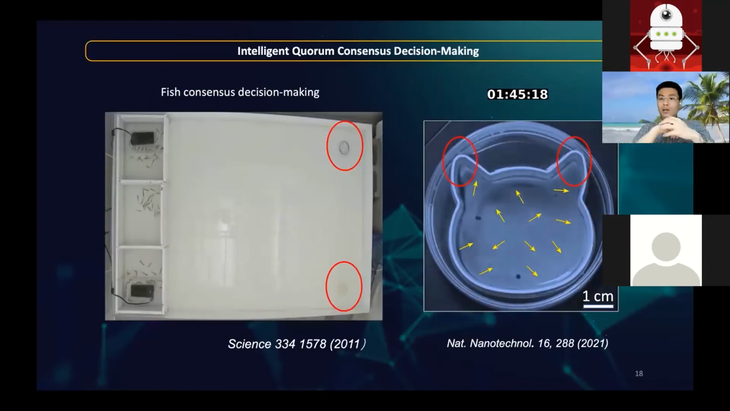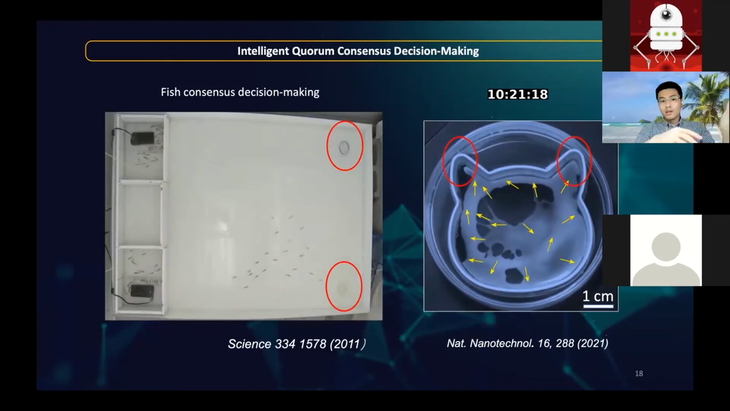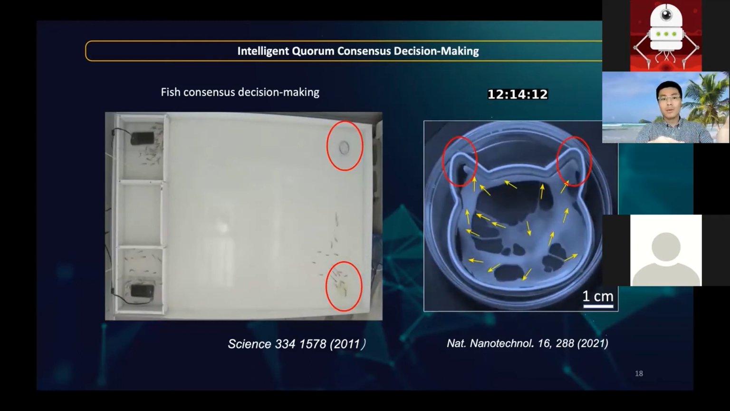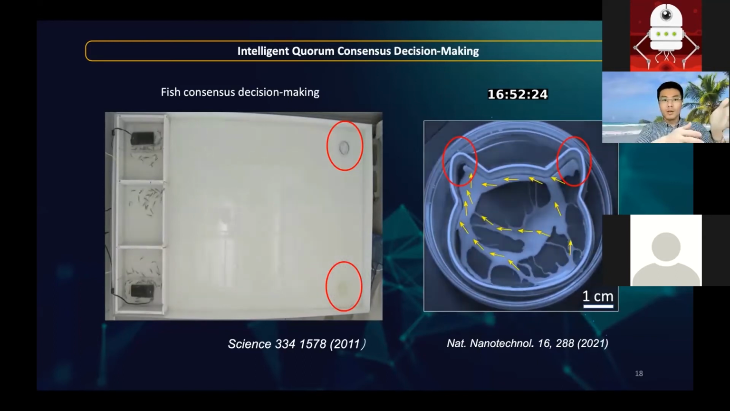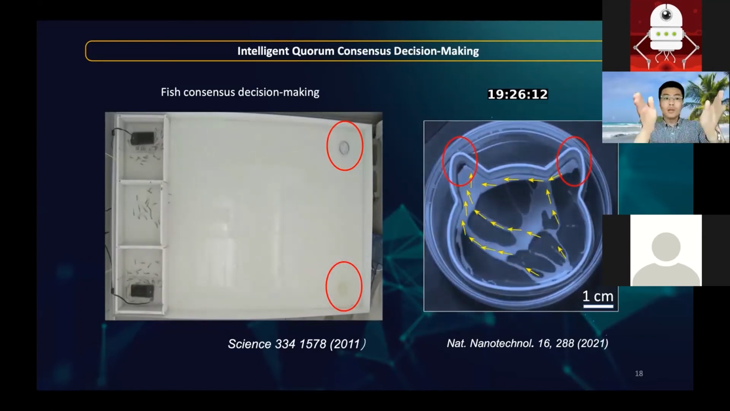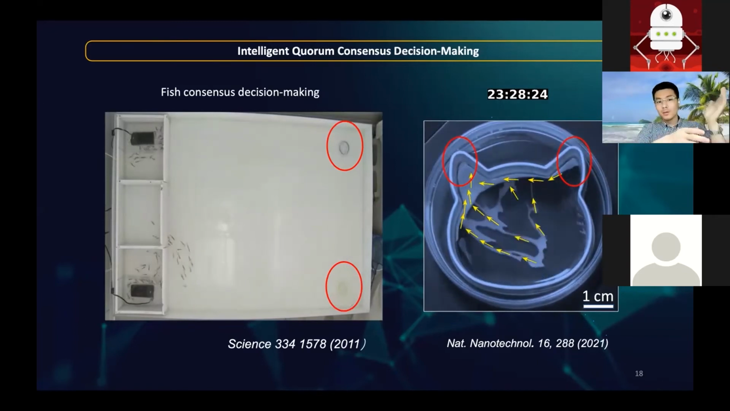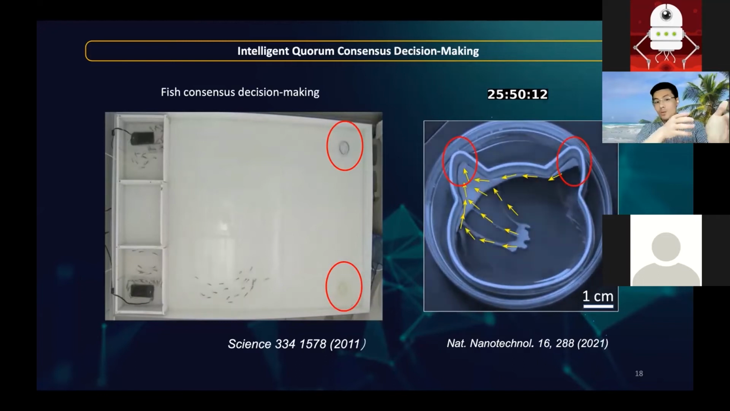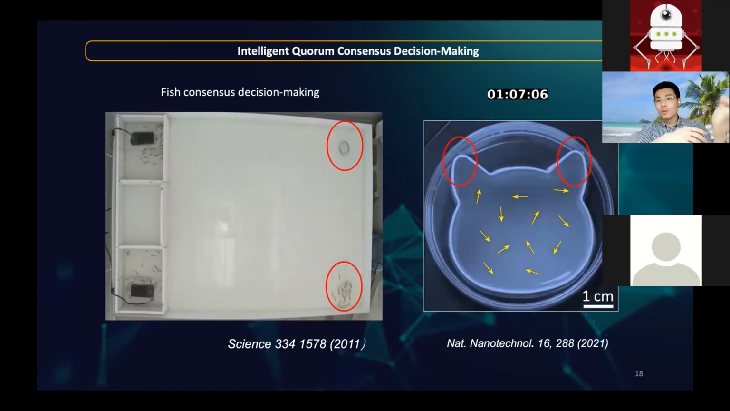The quorum sensing behavior in biological systems is actually a consensus decision-making process. Like in this work, they put some fish in a water pool, and they have two targets at the far end of the water pool. They just put the fish in the pool and let them go. And they found that those fish collectively swim to one target in the water pool, rather than splitting into two smaller groups towards the two targets.